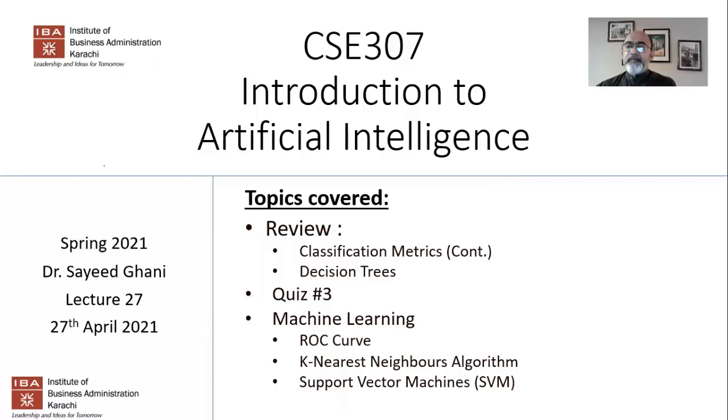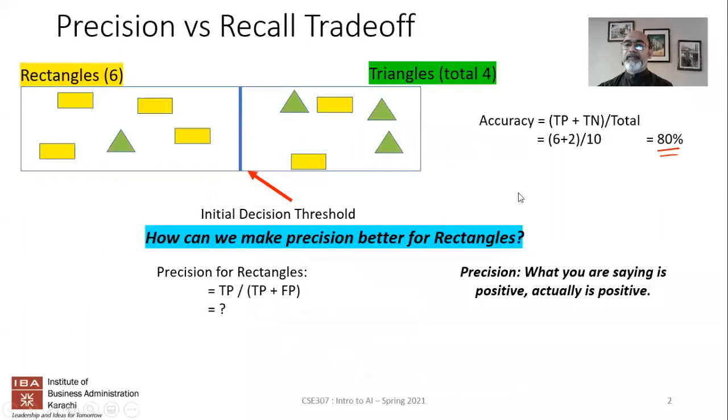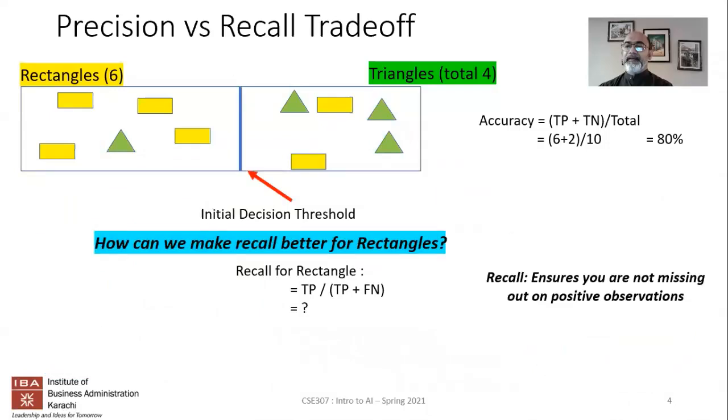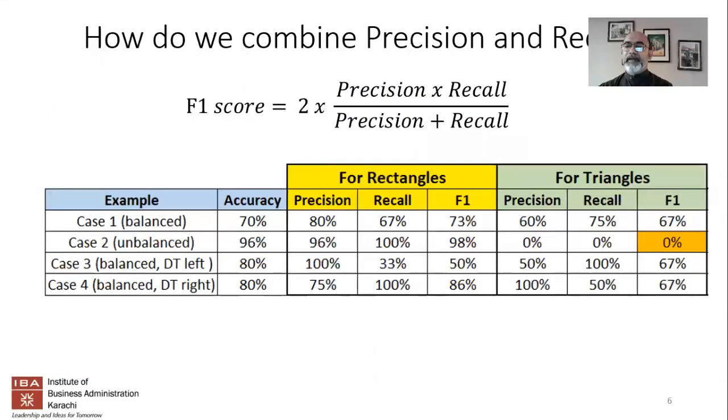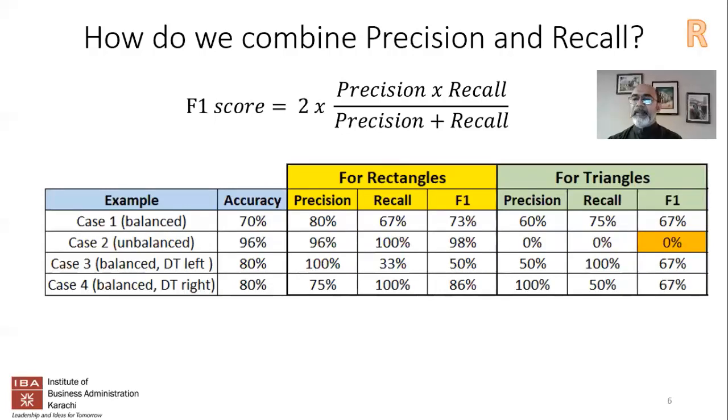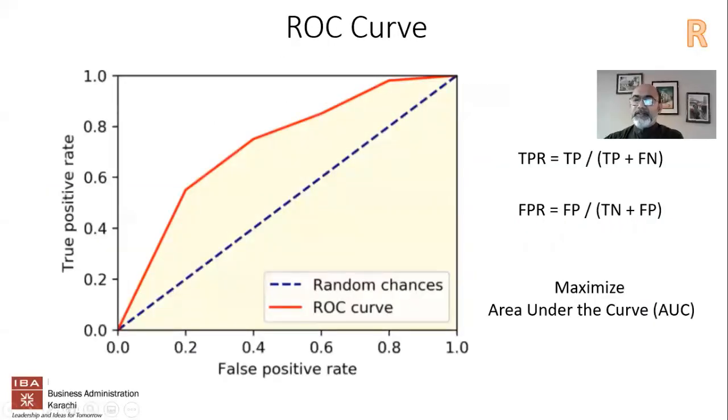In the last lecture, we covered classification metrics and decision trees. So let's take a quick look at the past lecture materials. We looked at the precision versus recall trade-off. And next, we also looked at how to determine an F1 score, which was precision multiplied by recall, which sort of balanced the two differing, competing metrics. And then we looked at the ROC curve.